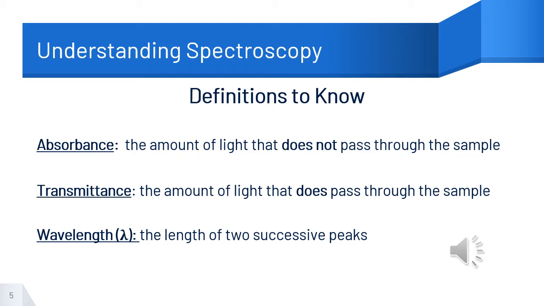Some definitions to know are absorbance, transmittance, and wavelength. Absorbance is the amount of light that does not pass through the sample. Transmittance is the amount of light that does pass through the sample. And wavelength is the length between two successive peaks.